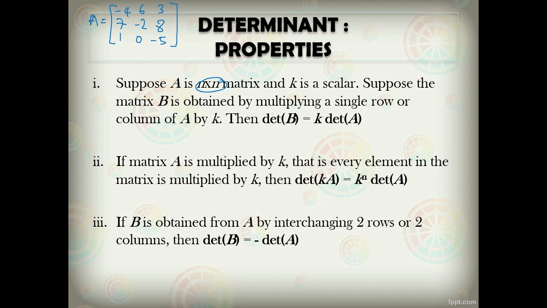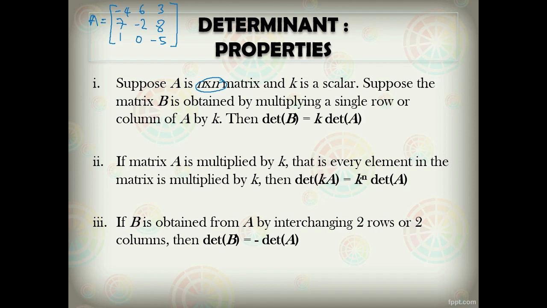So if you know the determinant of matrix A and you have the new matrix B, you do not need to calculate again. We do not need to repeat the process of finding the determinant for matrix B. What you need to do is just multiply the scalar to the determinant of matrix A, and you get the determinant of matrix B.